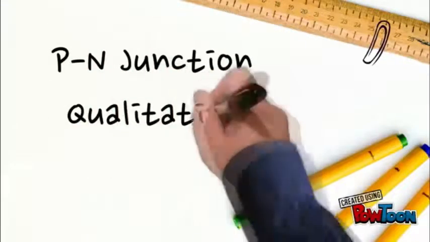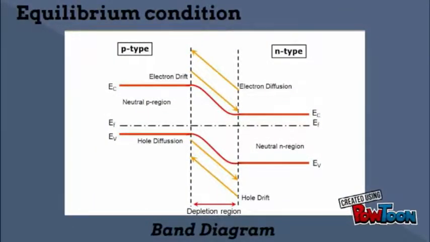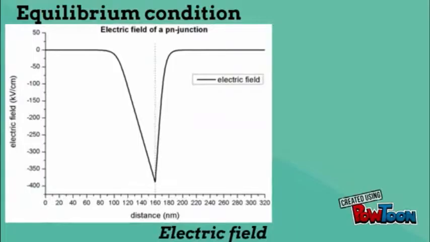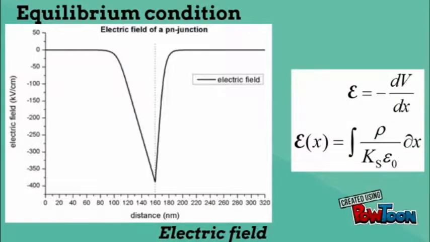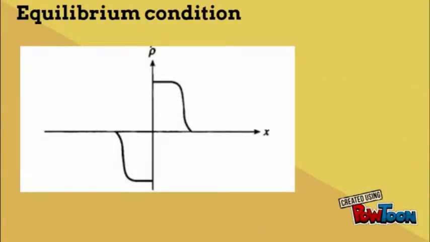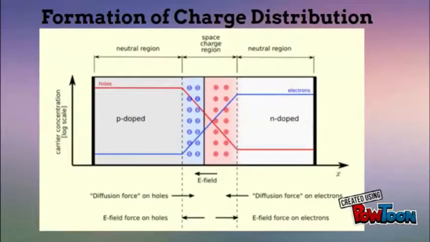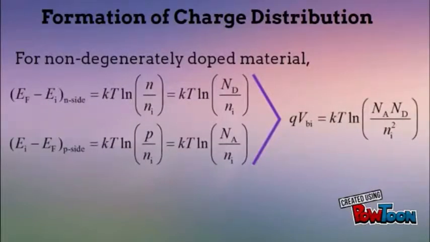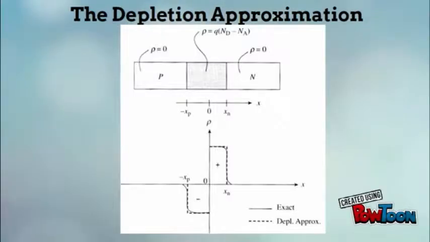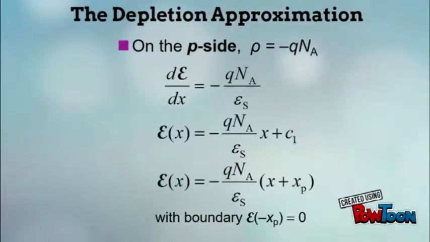PN junction quantitative electrostatics. At the equilibrium condition, we show the band diagram of the PN junction, conduction and valence band edges, electric field, and the charge density of a PN junction. For the formation of charge distribution for the barrier voltage, we can conclude that the barrier voltage equals the equation below. For the depletion approximation of the PN junction, we show the P side electric field and N side electric field.